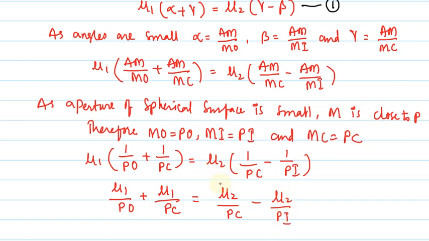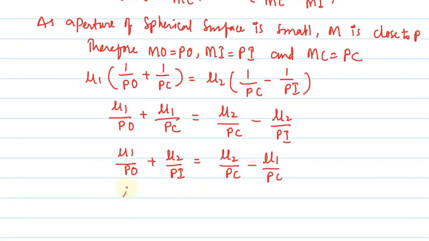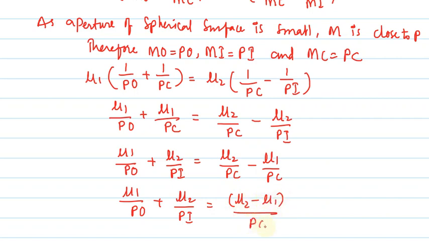Let us write PC terms on one side and transpose this minus term to the other side. Then I can write this as mu1 upon PO plus mu2 upon PI is equal to mu2 upon PC minus mu1 upon PC. Let us take PC common in this. So we can write this as mu2 minus mu1 upon PC. So mu1 upon PO plus mu2 upon PI is equal to mu2 minus mu1 upon PC.